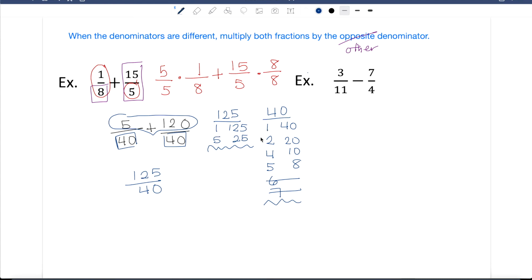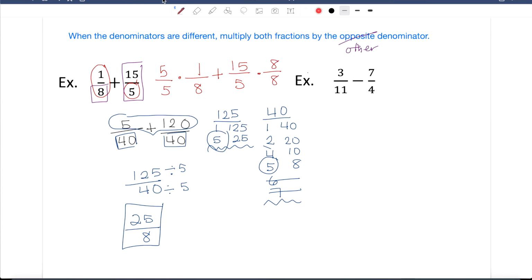So let's see. 5. So what you do is you go back and you divide both of these numbers by the number they have in common. So 125 divided by 5 is 25. 40 divided by 5 is 8. And there is your answer simplified. I hope that makes sense.